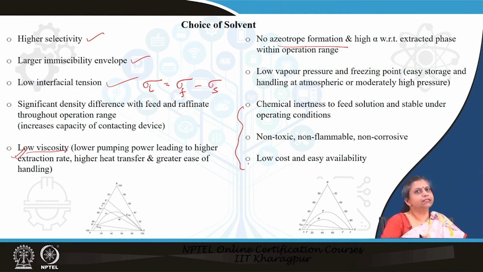We will take up the simplest contacting device, simply a mixer where we mix the two, we agitate it, and then the extraction occurs and then we separate it. And once we have discussed this, we will go for continuous operation systems. So, for the moment this much only. Thank you very much.